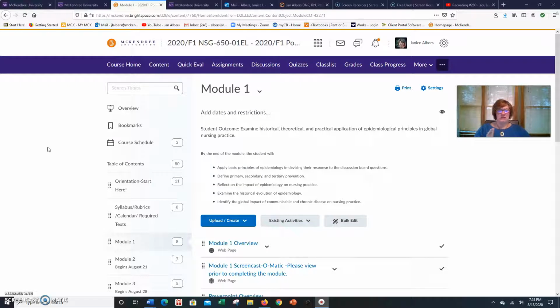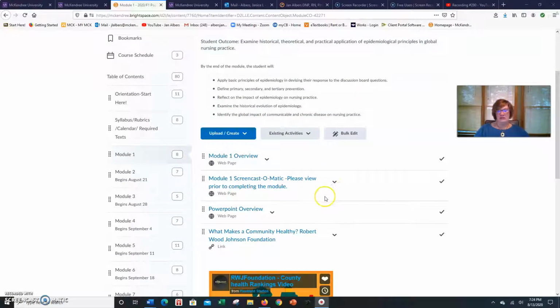So we're going to be looking at the concepts of primary, secondary, and tertiary prevention. We're going to look at epidemiology in the context of nursing practice, look at the history, and really look at the global impact as far as epidemiology.